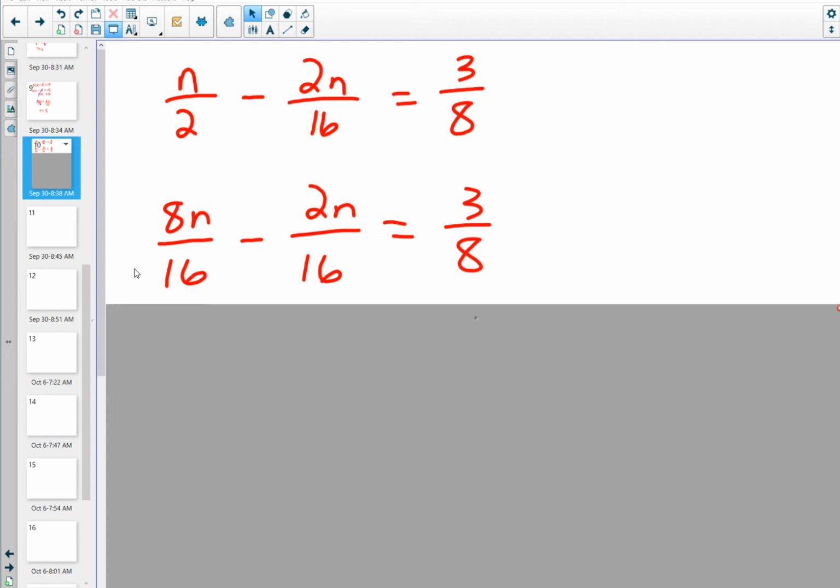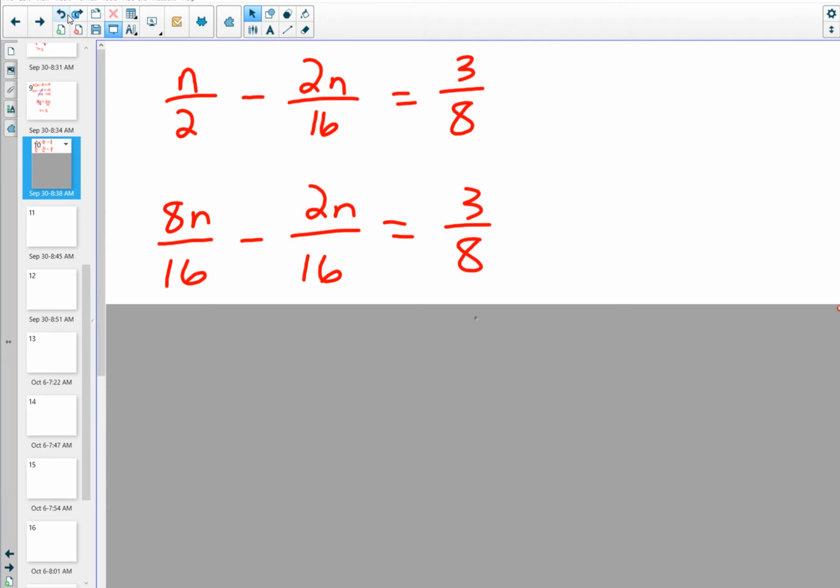Would you guys need visuals? No, you do. Hearing is not enough. So, times 8, right? 2 times 8 is 16. N times 8 is 8n. Everything else stayed the same.